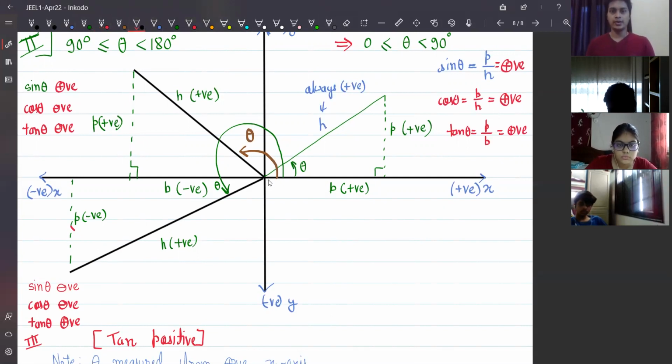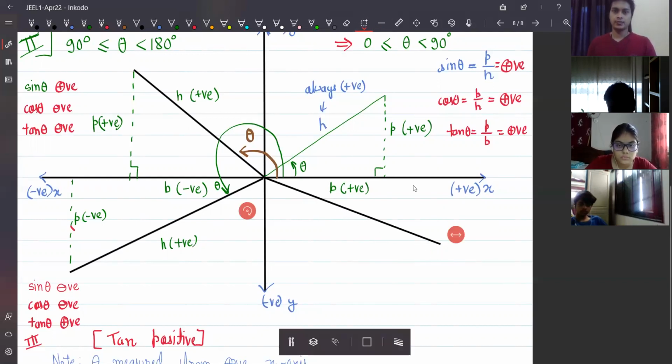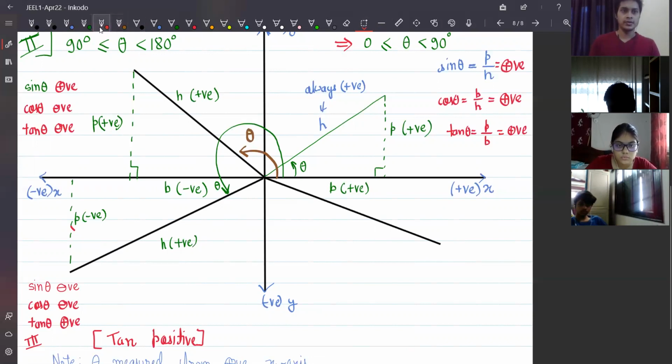Going on to the fourth quadrant, the angle will be like this. Of course, if I write the value of theta, here the theta will be between 270 degree to 360 degree.